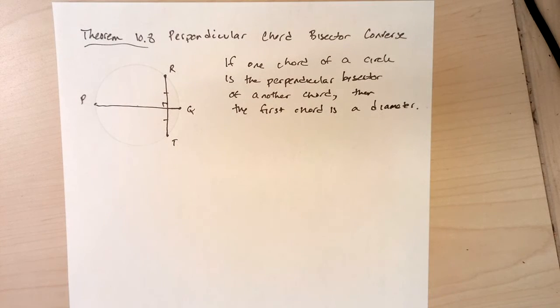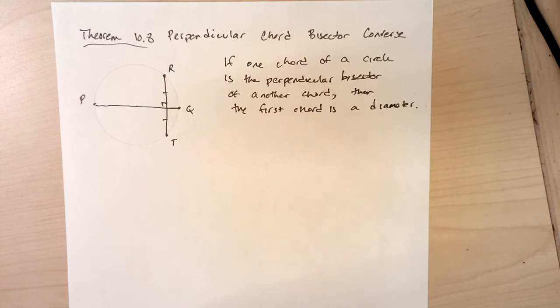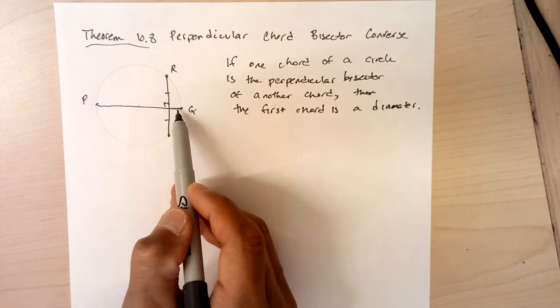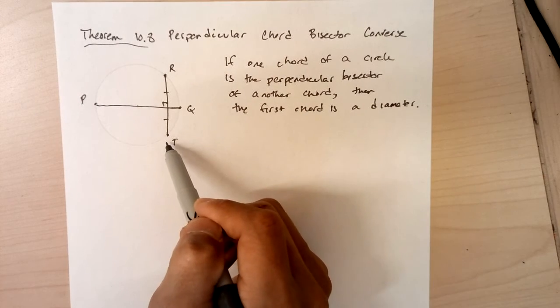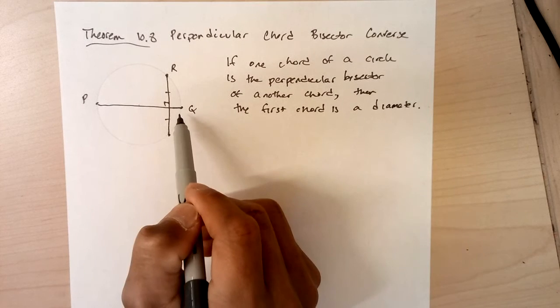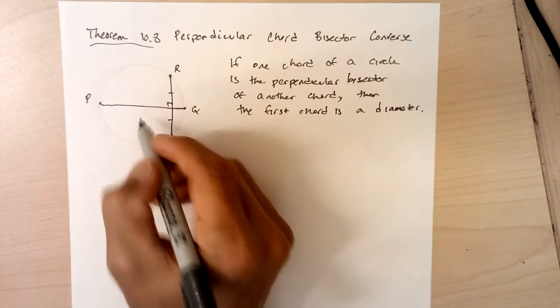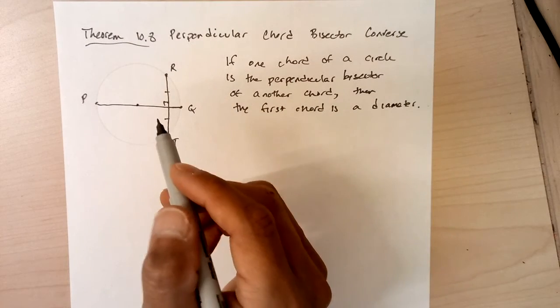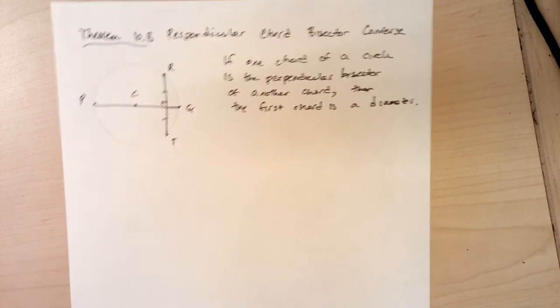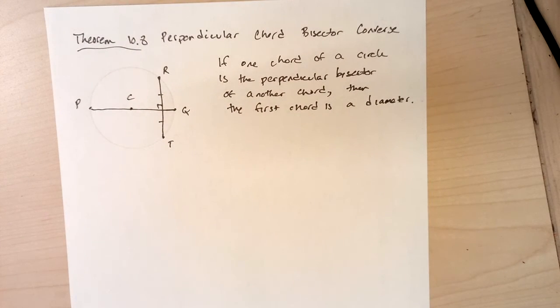So here's the perpendicular chord bisector converse. Again, 1 chord of a circle is the perpendicular bisector of another chord. So the first chord, which is the perpendicular bisector, has to be a diameter. In other words, it has to go through the center of the circle. So if the center is C, then chord PQ contains center C, which means it's a diameter.